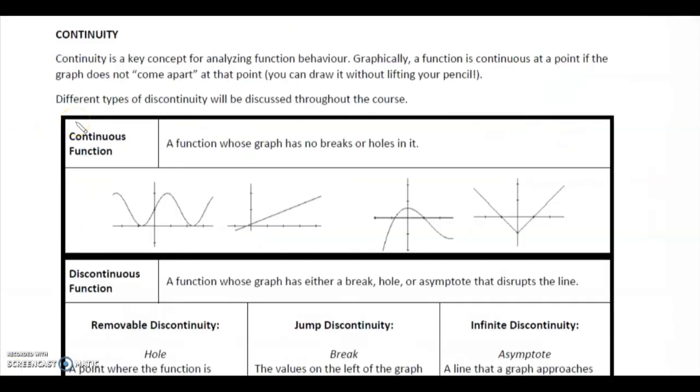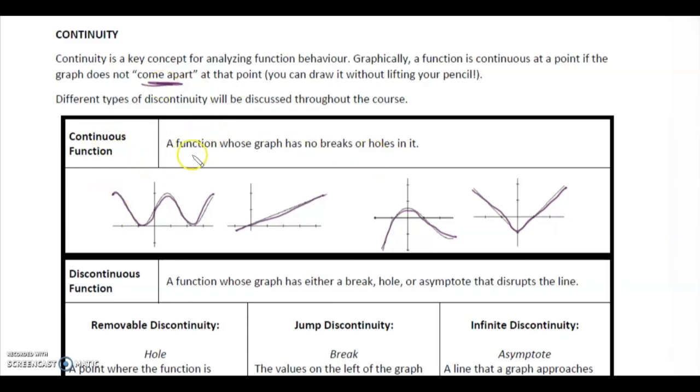Okay, last topic, continuity. Continuity is a key concept for analyzing function behavior. Graphically, a function is continuous at a point if the graph does not come apart at that point. What this means is that you can put your pencil down and draw this entire graph without lifting your pencil. This one too, and this one too. There are different types of discontinuity, and that will be discussed in the course and today as well.